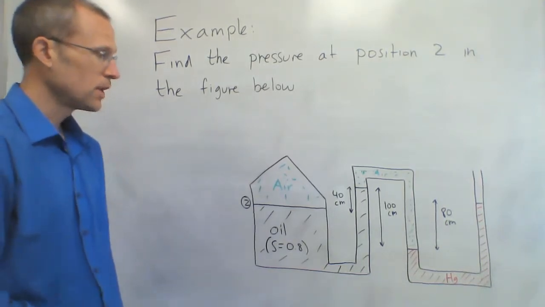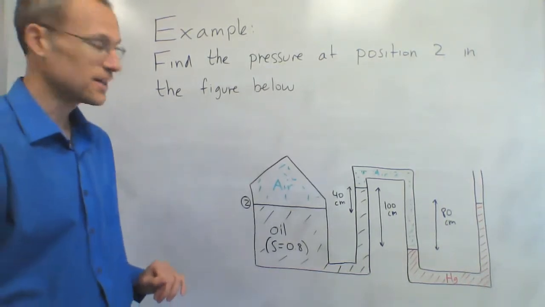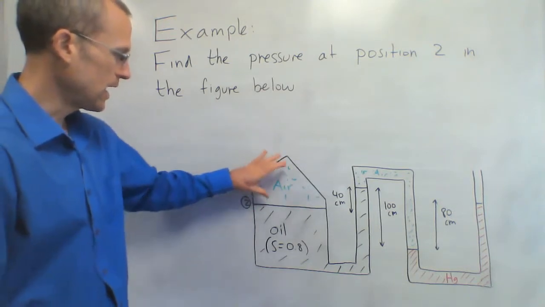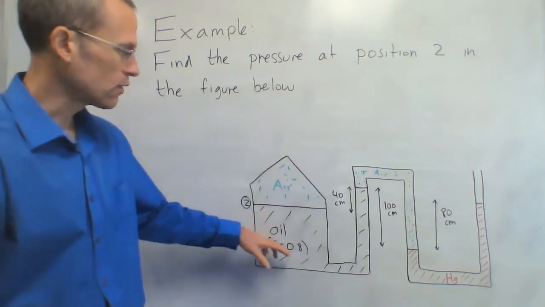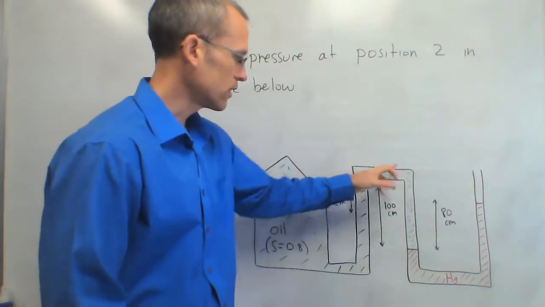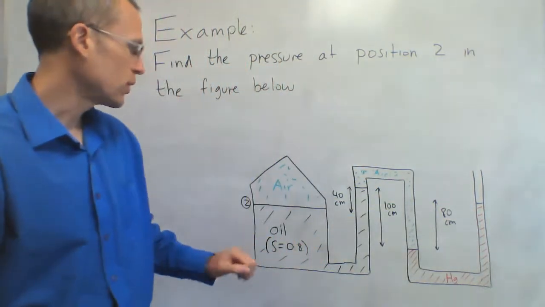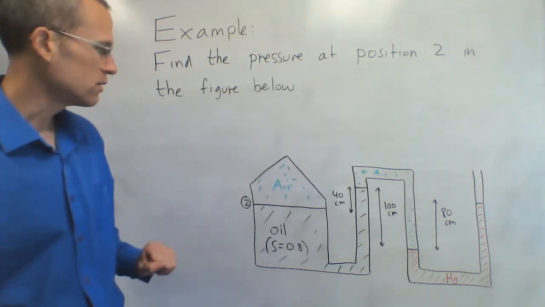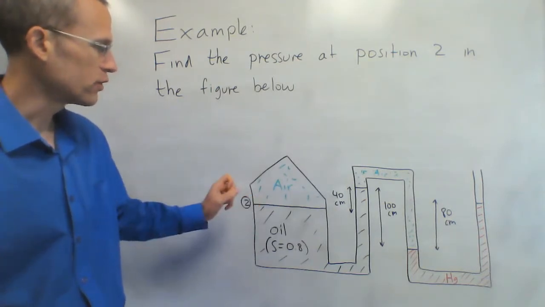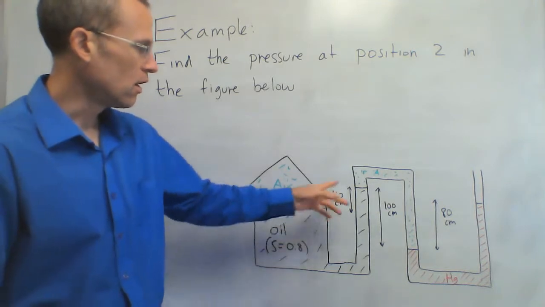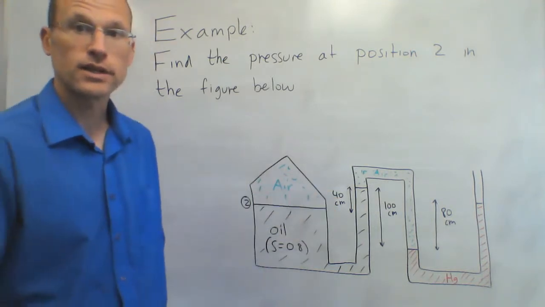So for example, I have a more complicated scenario. I have air on top of oil, goes through a few bends, back to air, into mercury, and then open to the atmosphere over here. So I want to know what the pressure is at this location, point 2, the air-oil interface, based on all these differences in heights.